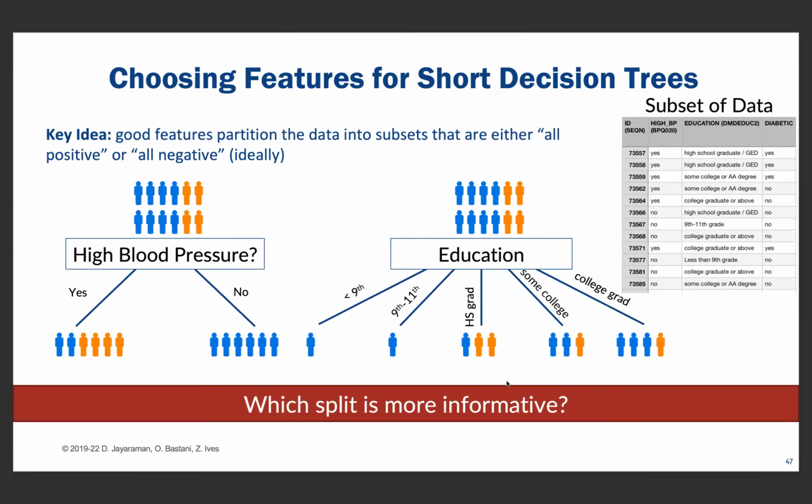I would say blood pressure because it allows you to eliminate half of the cases immediately. After you say high blood pressure, no, everybody there doesn't have diabetes. We don't know if it works for all, but the fact that high blood pressure no corresponds to no diabetes is already a good enough cut, and you can then see what other relevance there is in the high blood pressure category.